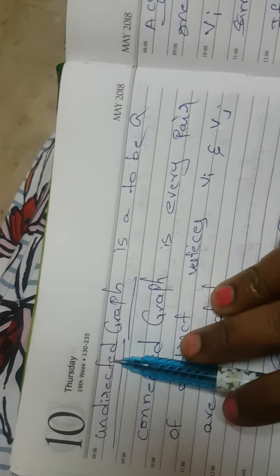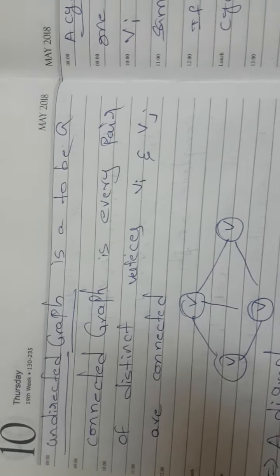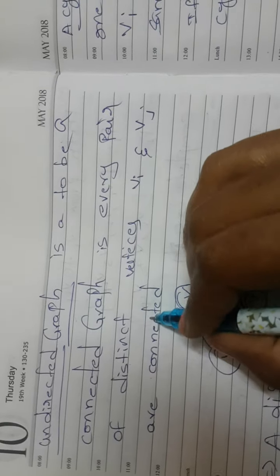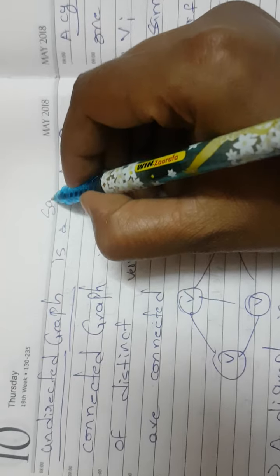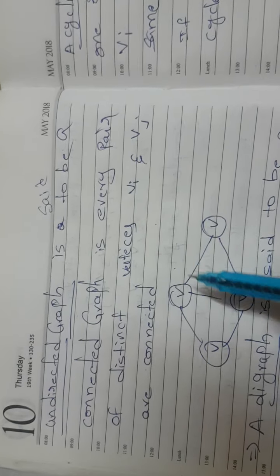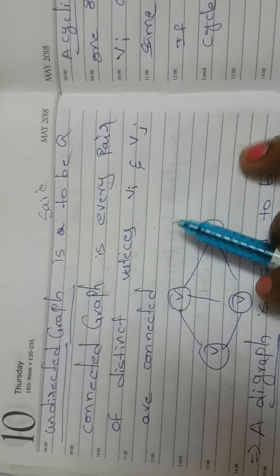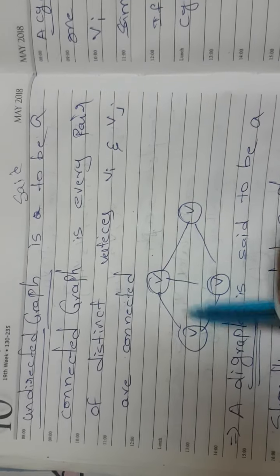Next one is undirected graph. An undirected graph is said to be a connected graph in which every pair of distinct vertices Vi to Vj are connected. All vertices are connected, then it is called an undirected graph. Here how many vertices? 1, 2, 3, 4. All vertices have a connection, then it is an undirected graph.